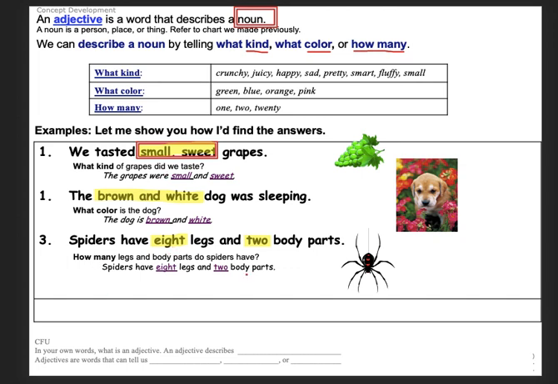All of these that we highlighted are called adjectives. Adjectives tell us what kind, what color, and how many.